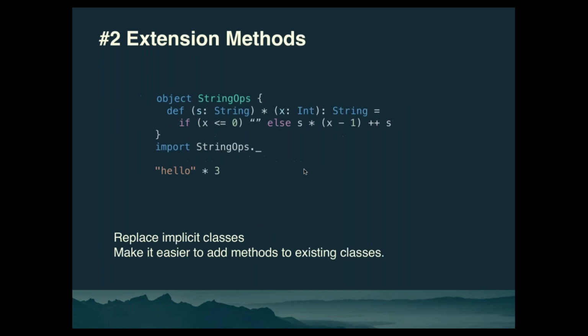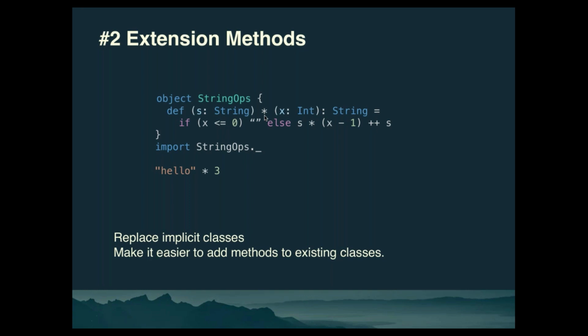What about number 3? So for me, number 3, I believe, would be extension methods. An extension method is a method that you can add to an existing class without defining a new class. For instance, if you wanted to define a times operator on string, the way to do it right now is you would define essentially an implicit decorator class called rich string or something like that, and times would be a method in it. That works, but it's kind of clunky.